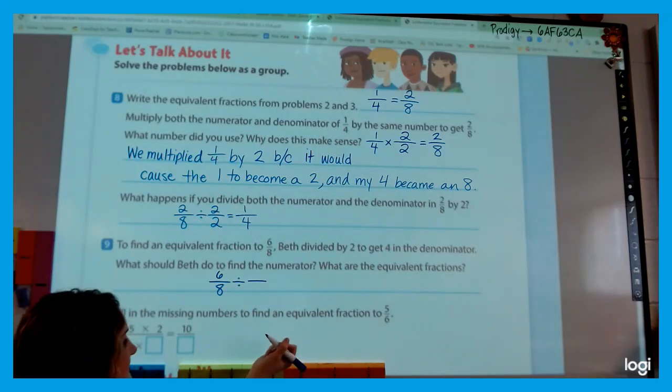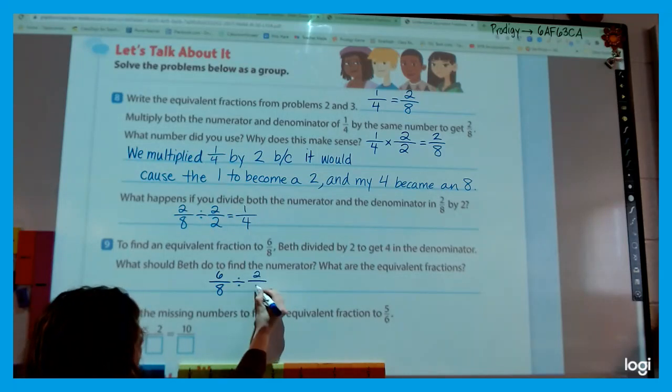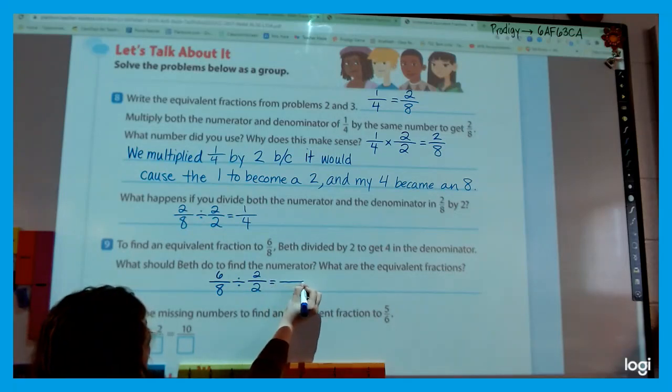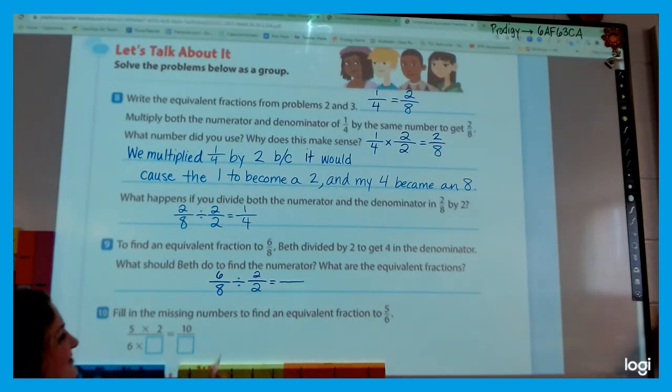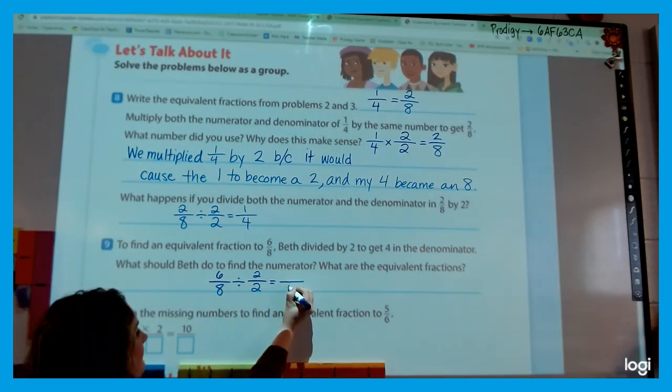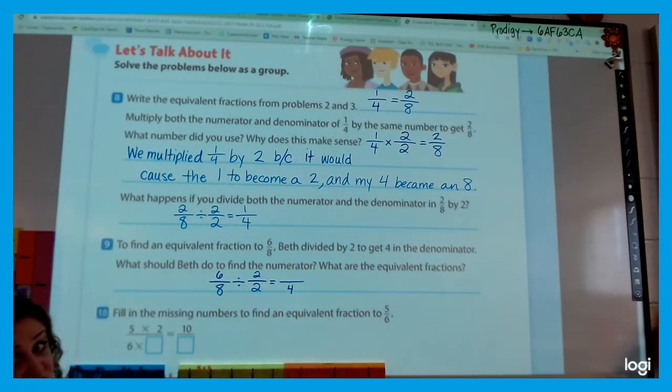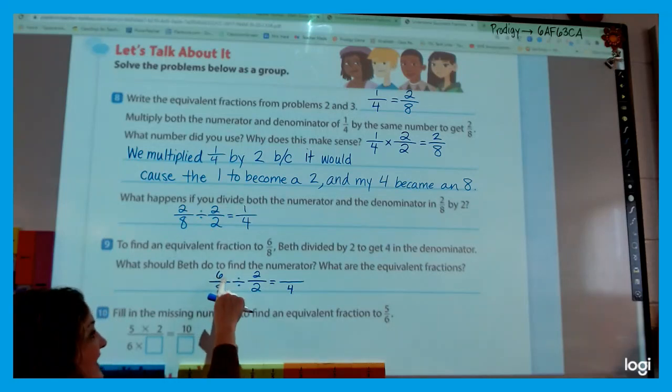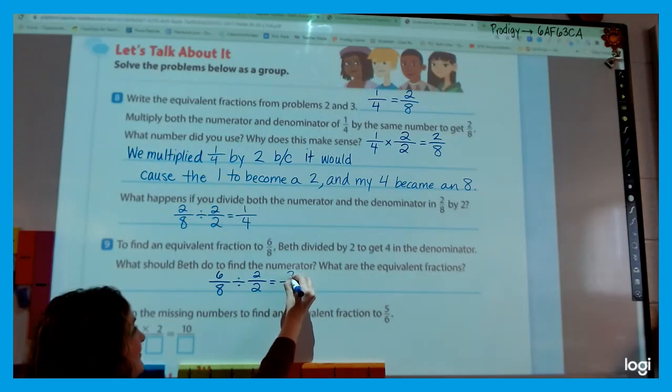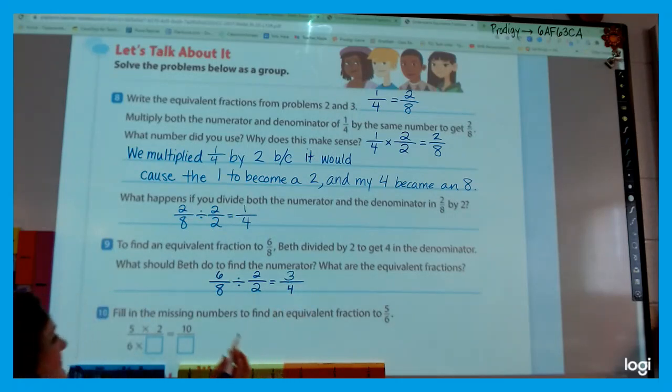Now, we know if she's dividing by 2, it has to be on the top and the bottom, right? You have to keep it the same. So, 8 divided by 2, she got a 4 in the denominator. I think that's right. I agree with her. Now, what should she do to find the numerator? Well, she does the same thing, right? Now she just has to divide her numerator. So 6 divided by 2 would be 3. All right, so what did she need to do? She needed to divide her numerator also by 2.